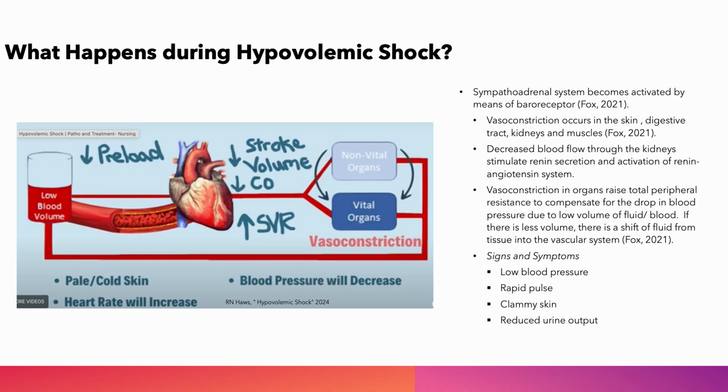The sympathetic adrenal system becomes activated by means of baroreceptors, and then vasoconstriction occurs in the skin, digestive tract, kidneys, and muscles. Decreased blood flow through the kidneys stimulates renin secretion and activation of the renin-angiotensin system. Vasoconstriction in organs raises total peripheral resistance to compensate for the drop in blood pressure due to low blood volume, and with less volume, there's a shift of fluid from tissue into the vascular system.